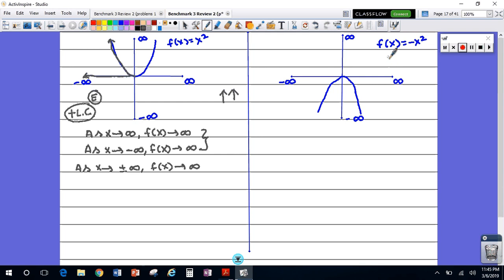Next, coming to this second graph, you can observe it is the complete opposite of f of x equals x squared. So here both ends will go down. So how do you write this? It is a negative leading coefficient with an even exponent.